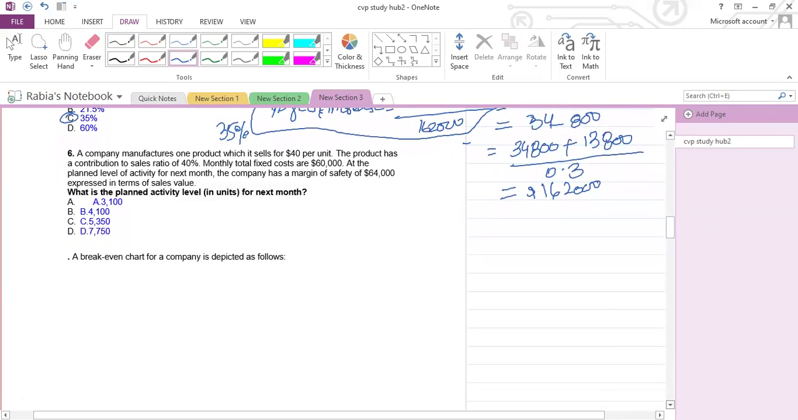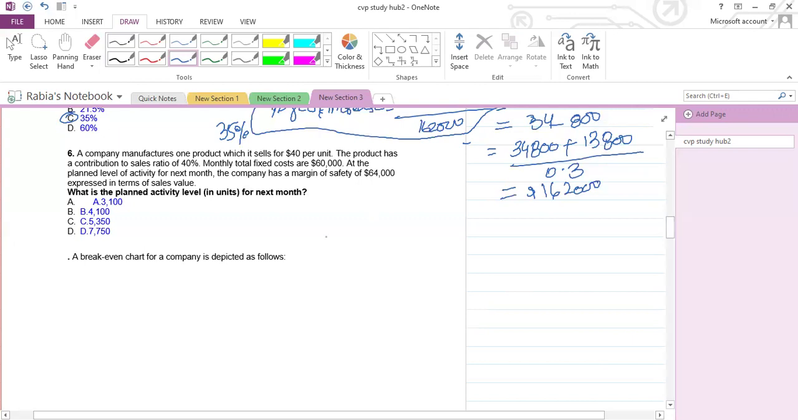Now question number 6. A company manufactures one product which it sells for 40 per unit. The product has a contribution to sales ratio of 40%. Monthly total fixed cost is 60,000. At the planned level of activity for the next month, the company has a margin of safety of 64,000 expressed in terms of sales value. What is the planned level of activity in units for the next month? You have to calculate the planned activity in units.